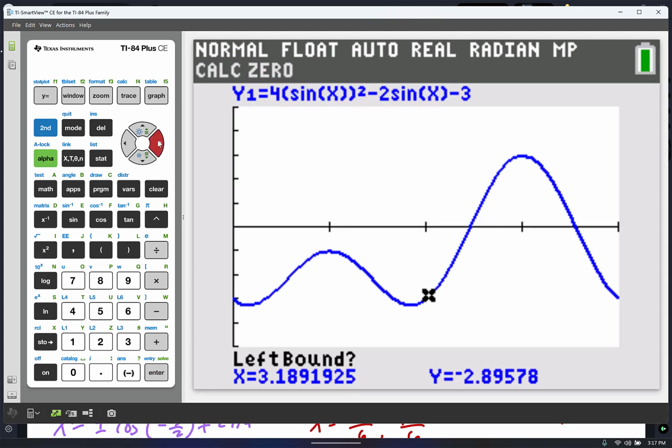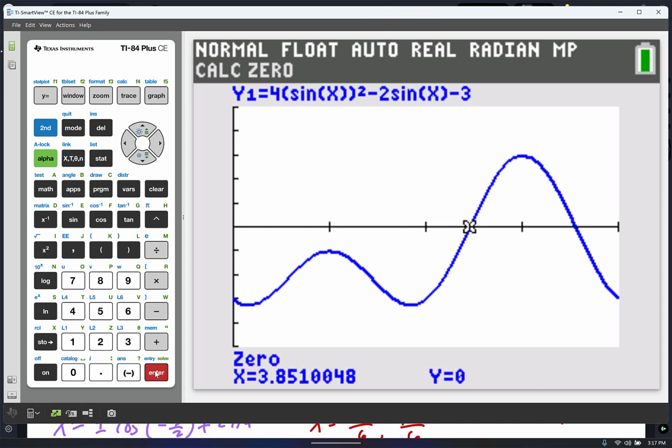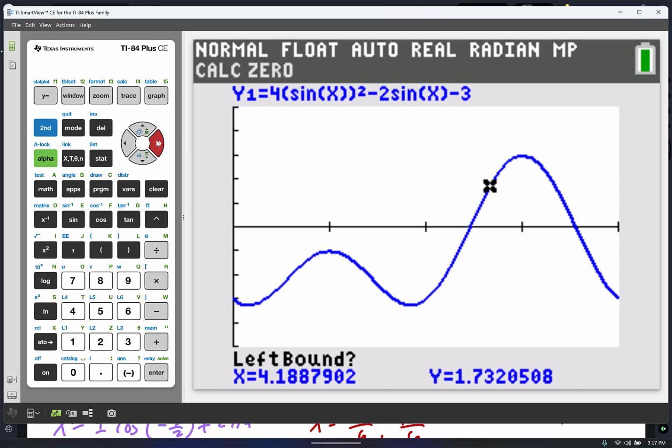And then it says left bound. To the left of the zero that I want. Right bound, you go to the right of the zero that you want. If you have several zeros, then it says guess, go to the one you want. There's only one right there in between. I push enter. It's 3.851, one of them. There's one of the answers. Let's look for the other one. Second, calculate. I push number 2, zero. We need a zero, not a hero. Okay, sorry, guys. All right, enter. I'm going to go to the next one. After I pass this guy, I'm going to push enter. And then look, 5.5737. There it is. We got it. Cool or not cool?